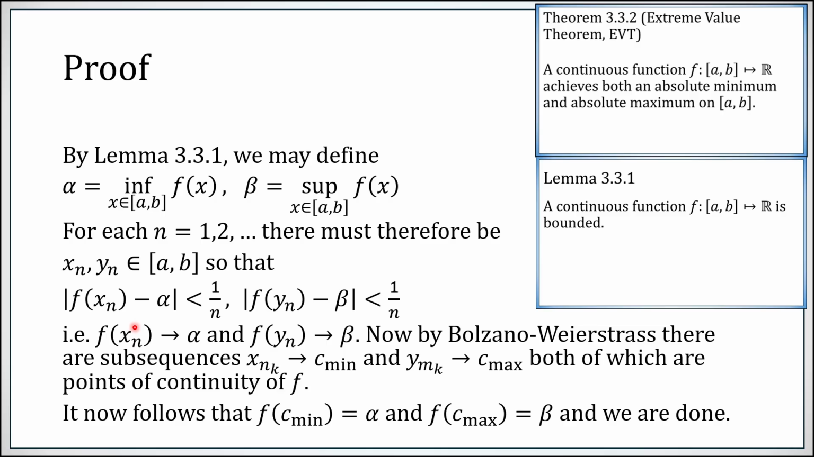So f of xn is converging to alpha, therefore the subsequence f of xnk is converging to alpha. Since xnk is converging to a point where the function is continuous, f of xnk has to be converging to f of c sub min. Therefore alpha equals f of c sub min, and similarly beta equals f of c sub max. We're therefore done. The inf of the range is actually a point in the range. It is equal to f of something. And the sup of the range is equal to f of something, so it's actually a max.